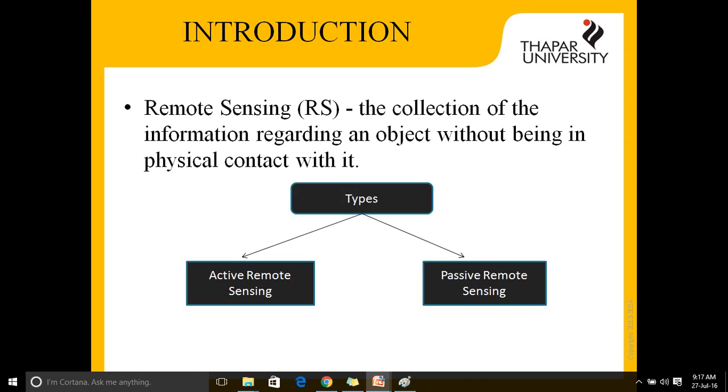As we can see, images are everywhere, whether it is day-to-day life or scientific research, and the most commonly used ones are remote sensing images. Now we'll discuss what remote sensing is first of all. Remote sensing is the collection of information regarding an object without being in physical contact with it. And it has two types, active and passive remote sensing.